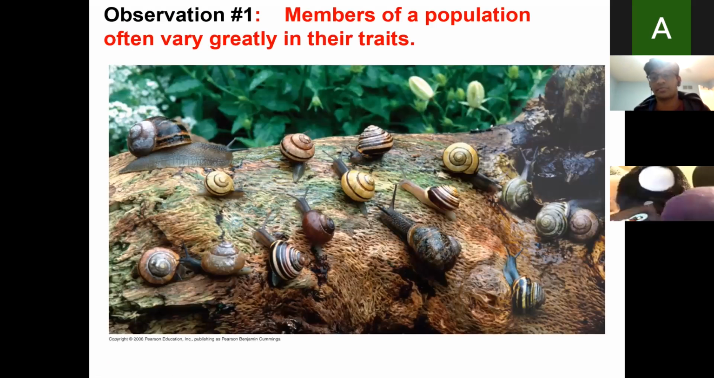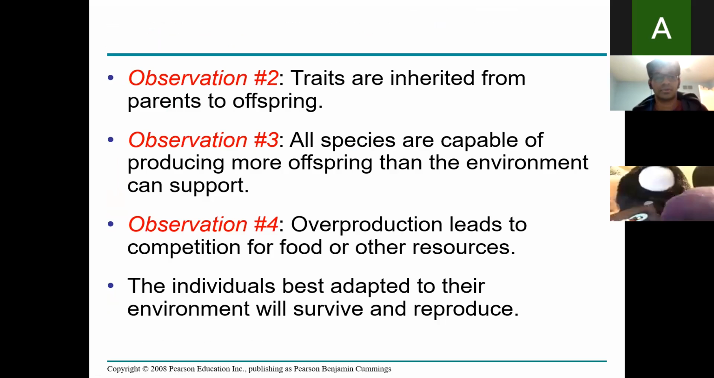So a major observation that helped Darwin put evolution together was that members of a population often vary greatly in their traits. So you'll have different levels of traits within a population that can be selected for. The other observation is that traits are inherited from parent to offspring, which means you have a genetic connection. All species are capable of producing more offspring than the environment can support, which means that some will be selected for and others will die.